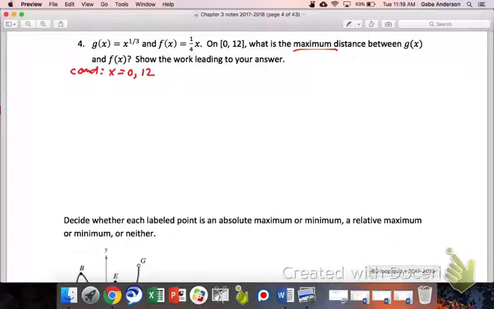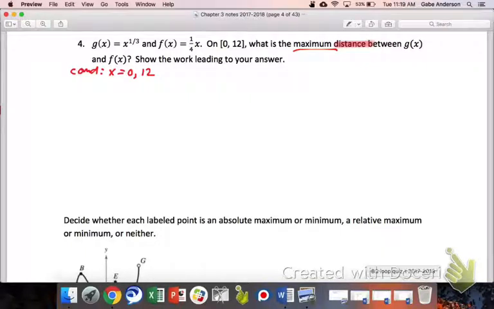So, kind of a different question, right? I mean, it says maximum distance. It feels a little bit like a wordy problem, kind of like the related rates. It's definitely not a related rates question because it's not asking us to relate any rates. It wants to know the maximum distance between two functions. So let me ask you this. How is it that you would find the distance between two functions?